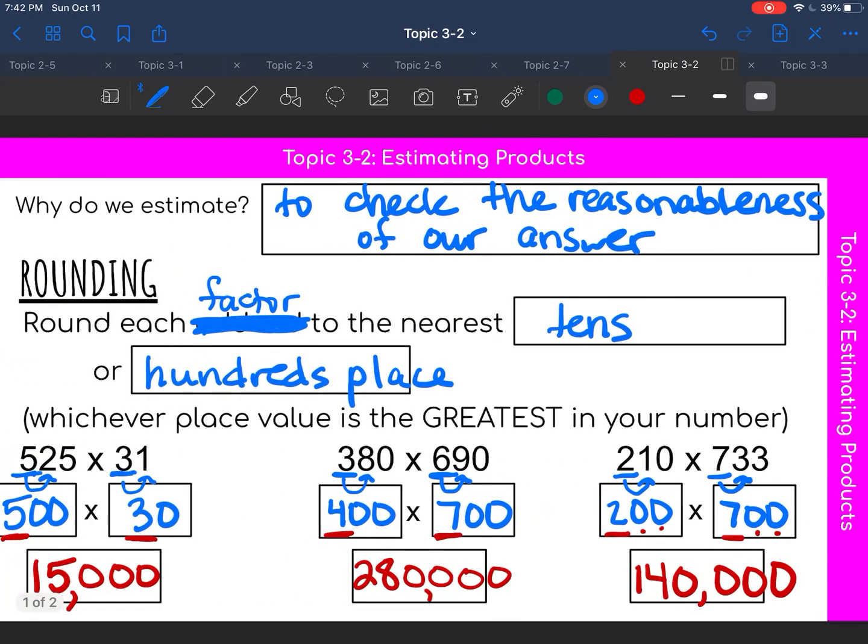All right, so today, basically what you're doing is just practicing estimation. And remember, we estimate to check the reasonableness of our answers. All right, so you're going to be rounding and estimating a lot before you actually find your total and final products because you want to see if you're close to the actual answer.